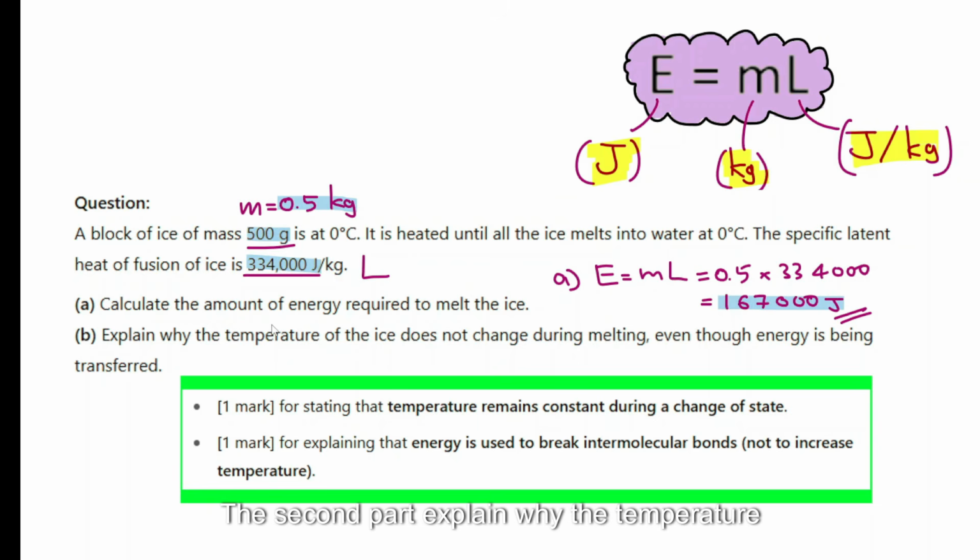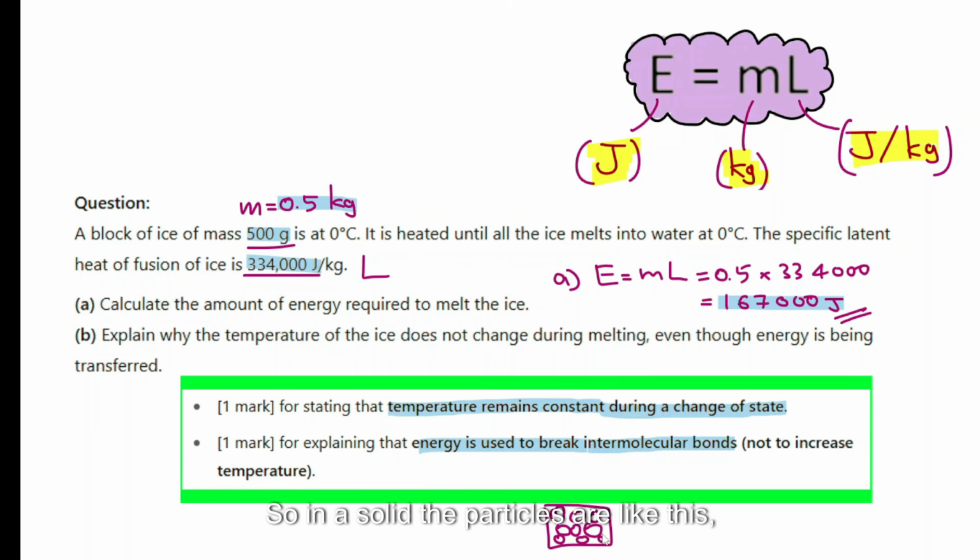The second part, explain why the temperature of the ice does not change during melting, even though energy is being transferred. For 1 mark, you need to mention that the temperature remains constant during the change of state. The second mark, you need to explain that energy is used to break intermolecular bonds and not to increase temperature. So in a solid, the particles are like this, very close to each other. So energy is needed to overcome the forces and turn it into a liquid.